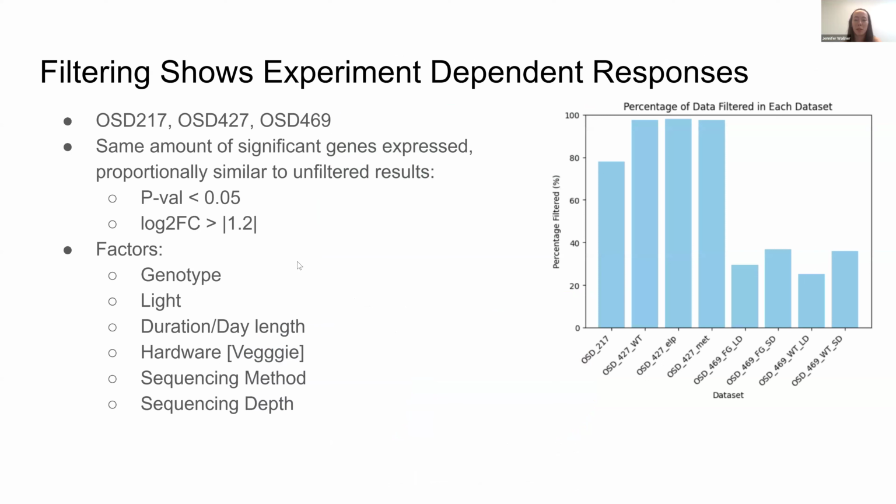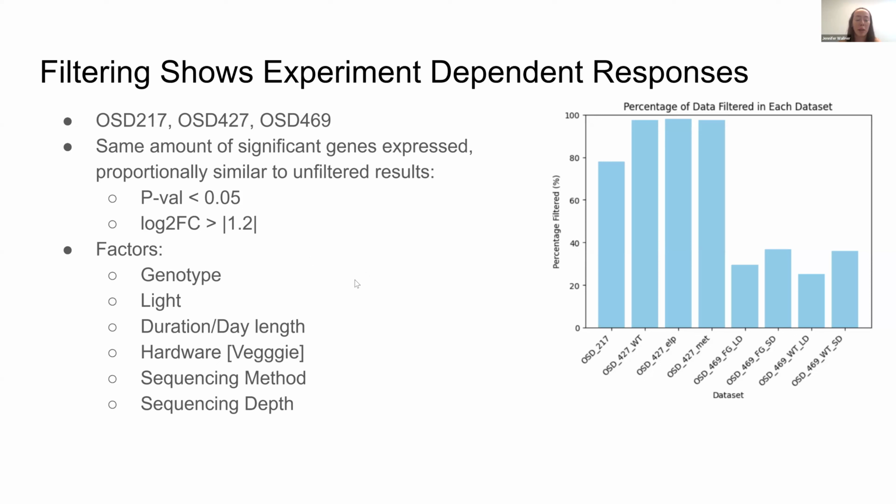So for our experiment, we used 3 different data sets, those being OSD 217, OSD 427, and OSD 469. OSD 217 was a more simple experiment, just looking at molecular changes and how growth is affected in the Arabidopsis plant. OSD 427 focused on how terrestrial stress-associated epigenetic modulations impacted spaceflight adaptation, and this was done by comparing wild type and ELP ecotypes. And finally, OSD 469 examined changes of wild type and transgenic plants grown under both long day and short day photoperiod conditions.